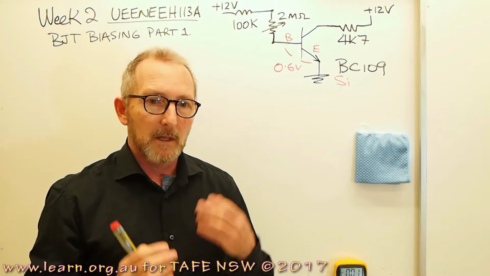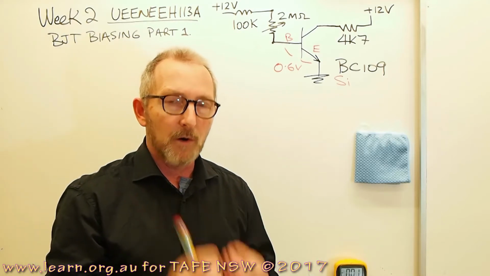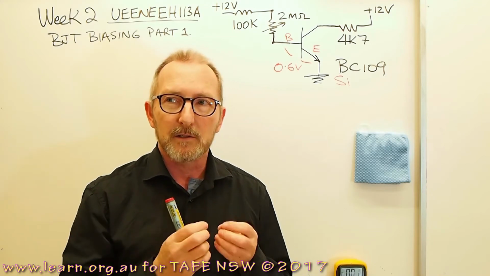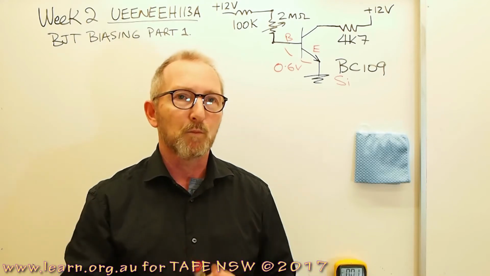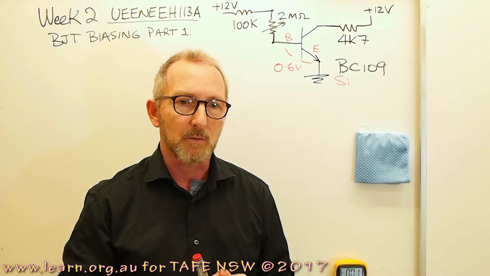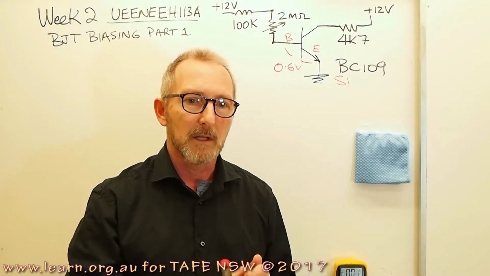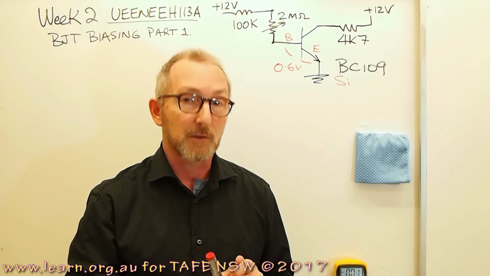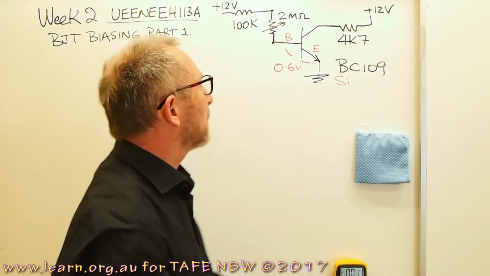And that voltage, that 0.6 of a volt that appears there, is something that we have to overcome when we forward bias that junction. We have to overcome that 0.6 of a volt in order to get current flowing and make the transistor, let's say, work.